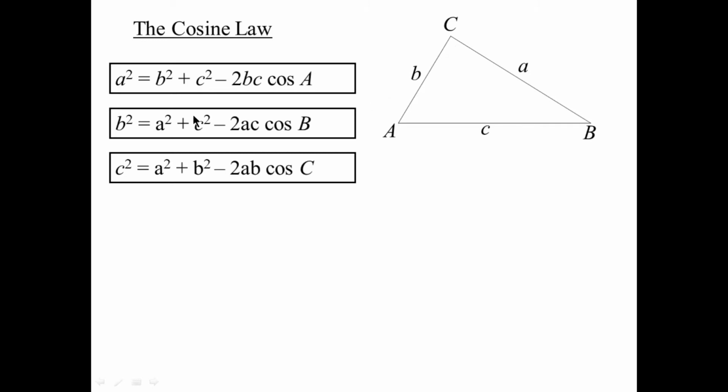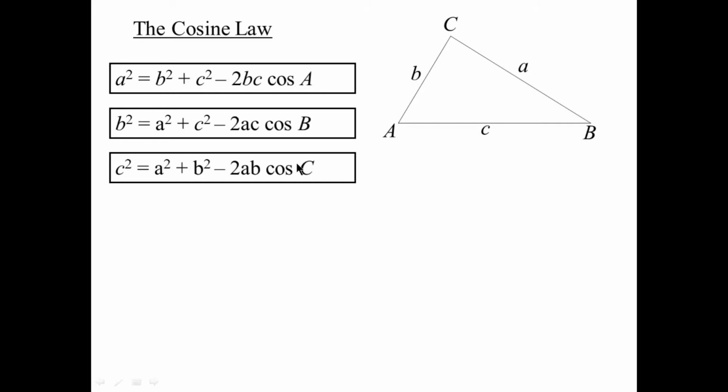Notice how it starts like Pythagoras. A squared equals b squared plus c squared would be Pythagoras if I stopped there. But it's not a right angle triangle, so I can't stop there. Minus 2 times b times c, whatever those are, times the cosine of whatever this was. Notice it doesn't matter what the letters are. It could be P, Q, R. It could be X, Y, Z.